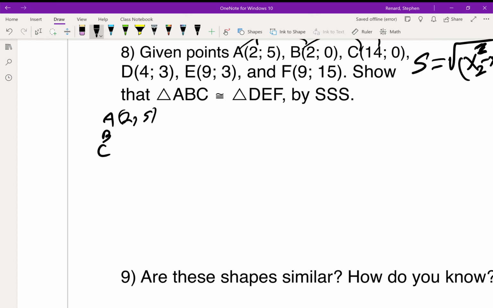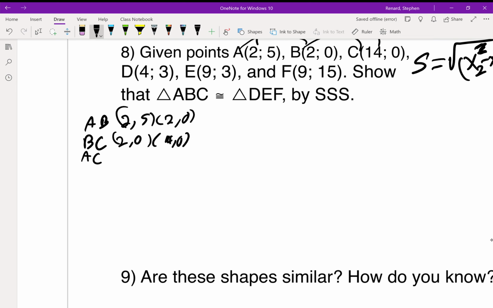Sorry, let me fix that. So I have 3 sides: AB, BC, and AC. Here, that gives me (2, 5) and (2, 0). This gives me (2, 0) and (14, 0). And this gives me (2, 5) and (14, 0).